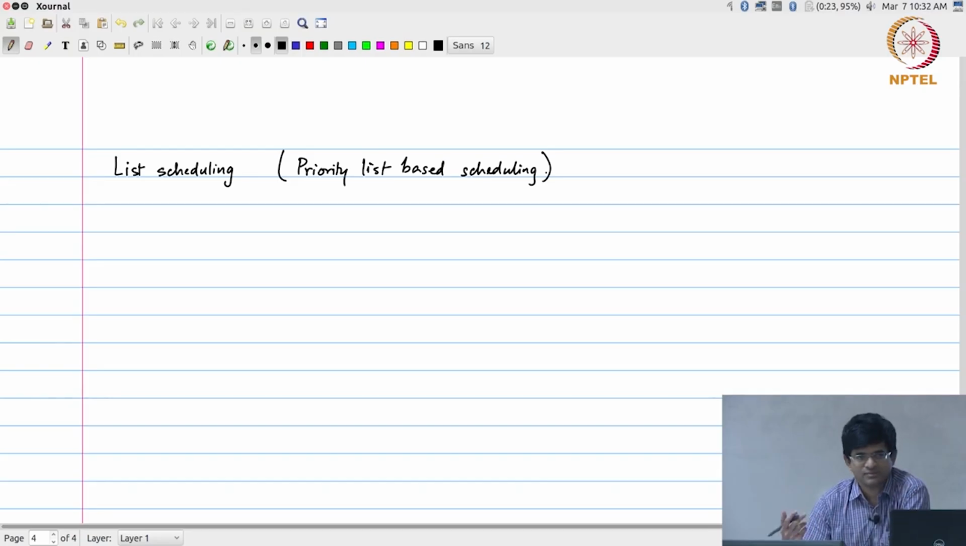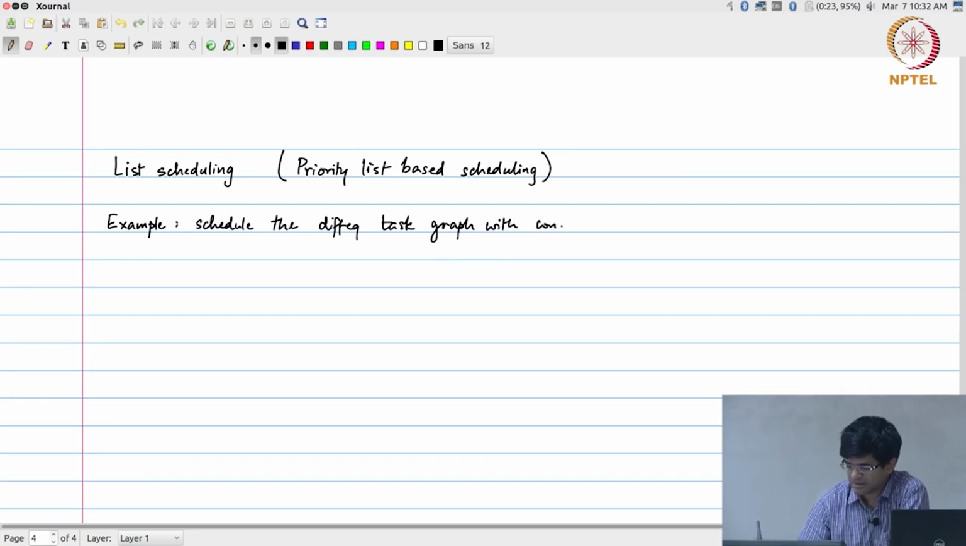Effectively what it is saying is, I am just going to prepare a list of operations that are ready to execute at any given point in time, order them according to some priority, pick them out as and when something is ready to execute, and let them run. The best way to illustrate this is to use an example. So, I am going to schedule the differential equation task graph under a constraint of 3 processors, where I will assume that the processors themselves are homogeneous, which means that multiplication, addition, subtraction, comparison can all be done on the same processor with unit delay.